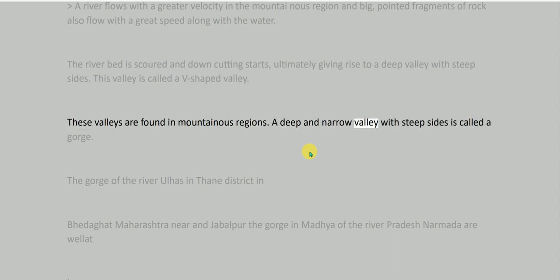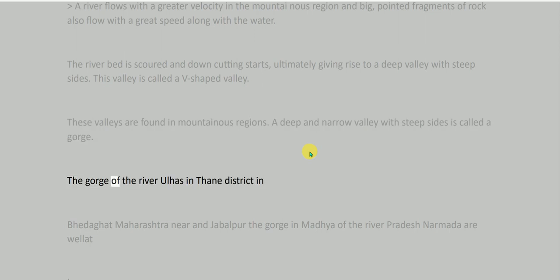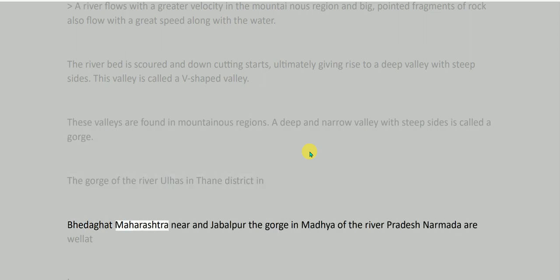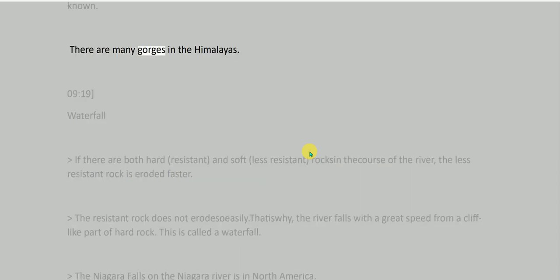A deep and narrow valley with steep sides is called a gorge. The gorge of the river Ulhas in Thane district in Maharashtra, and the gorge of the river Narmada in Madhya Pradesh near Balaghat and Jabalpur are well known. There are many gorges in the Himalayas.